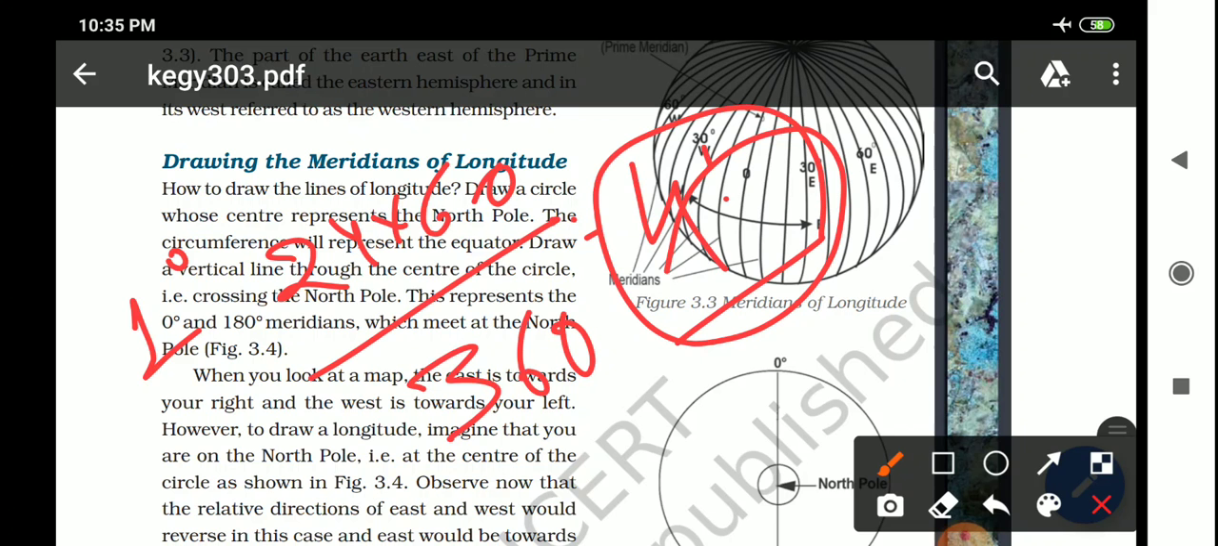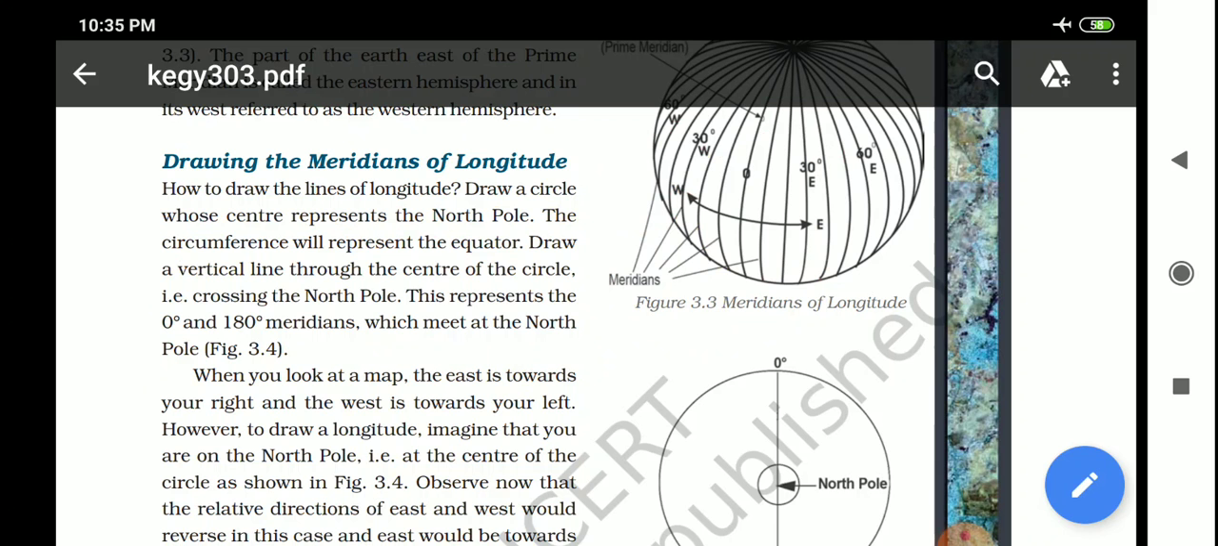Now how to draw longitude? Clear? So here we'll discuss how we'll draw the longitude. This portion we'll discuss tomorrow in the next video.